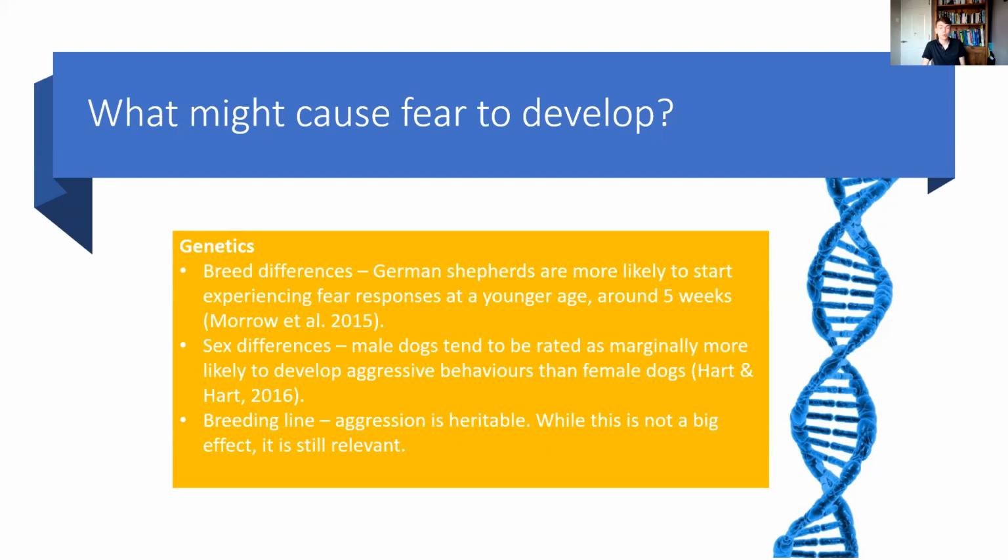So aggression is a heritable behaviour. Dogs can inherit it from their parents. So this isn't necessarily the most strong effect, but it is still relevant. So this is again where you can look at the dog's parents, you can look at the dog's grandparents even, and you can look at their behaviour. And actually, if their parents are displaying aggressive behaviour, then generally the dog's slightly more at risk of displaying aggressive behaviour themselves.